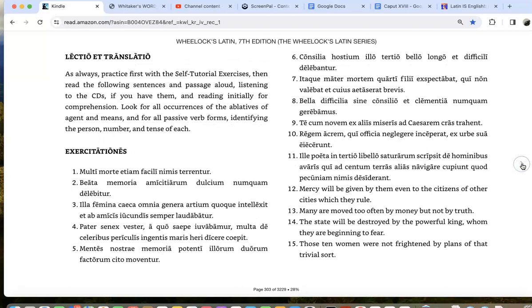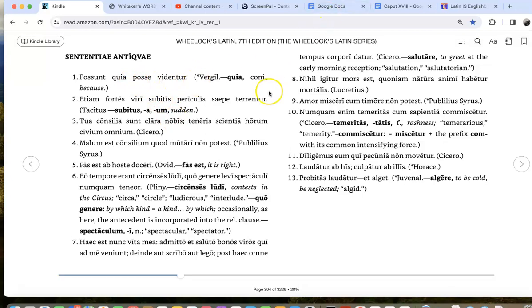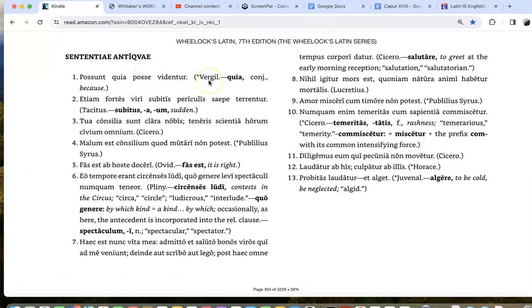All right, let's take a look at the examples. Please, as always, do the self-tutorial exercises in the back as well. All right, let's take a look at this here. Here we have Possunt quia posse videntur by Virgil. They can because they seem to be able.